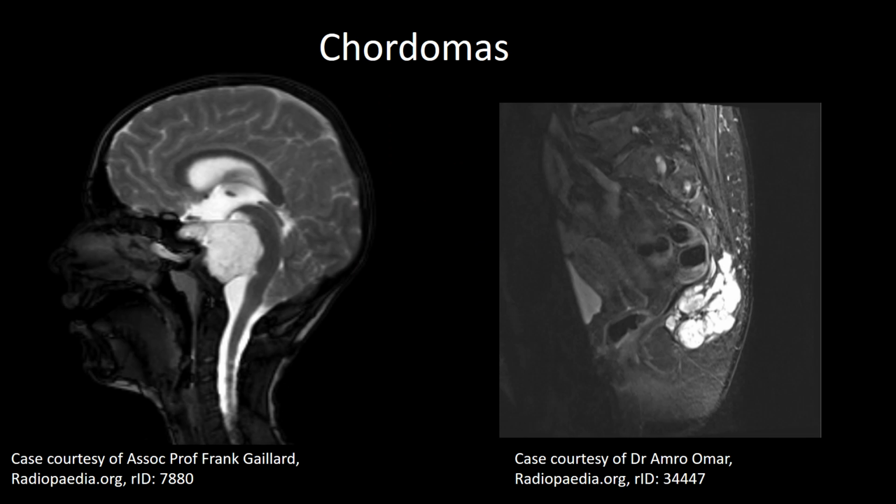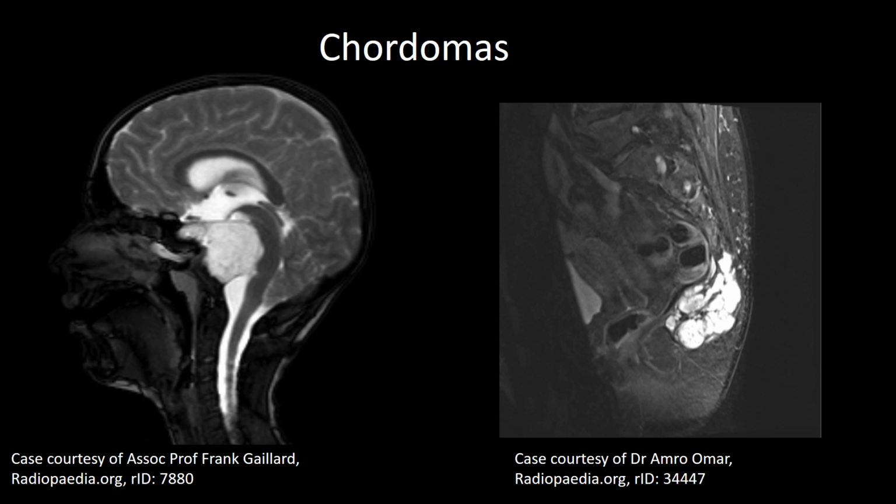What about when things go wrong? When the remnants of the notochord persist at the base of the brain or anywhere in the vertebral column, the cells in it may multiply and produce a tumor. These tumors can occur anywhere in the neuroaxis from the base of the brain, as you can see indicated here, to the coccygeal region, as you can see now indicated. These tumors are called chordomas.